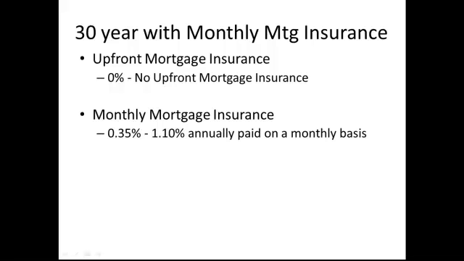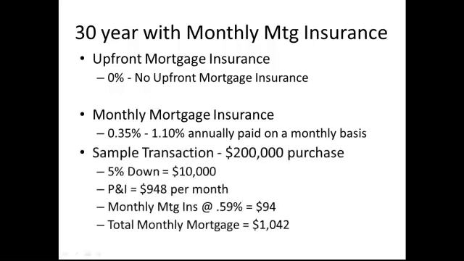So let's look at a sample scenario. $200,000 purchase with 5% down, which is a very common down payment. That's a $10,000 down payment. Your principal and interest would be $948 per month in this scenario. Average monthly mortgage insurance for this scenario would be 0.59%, which is about $94 per month. So the total monthly mortgage payment would be $1,042. All right, so that's scenario number one with monthly mortgage insurance.